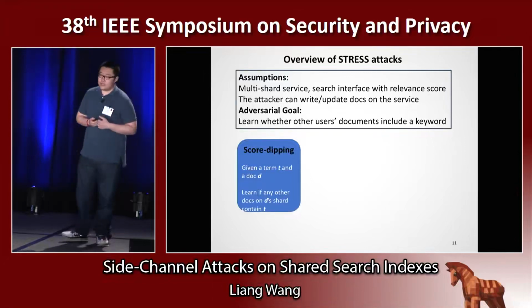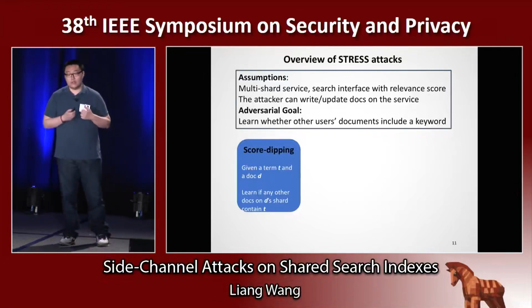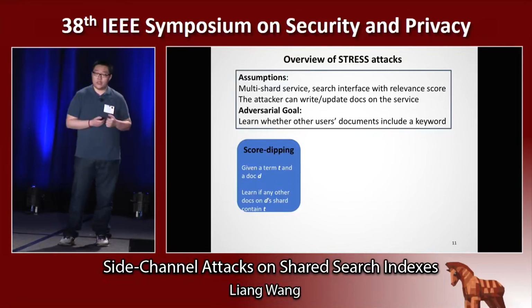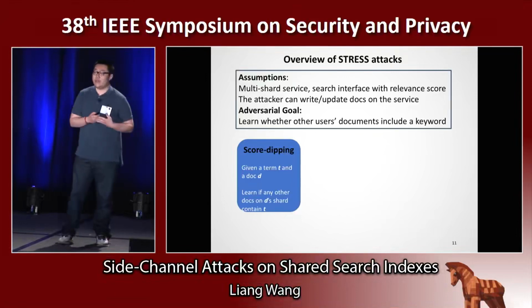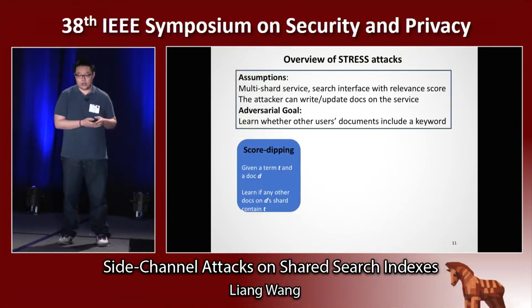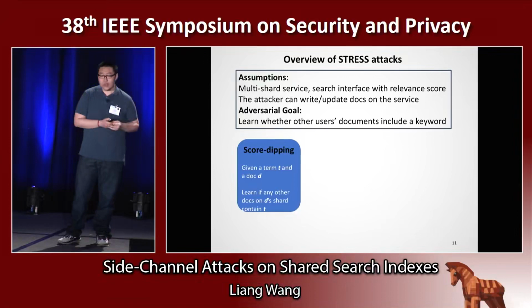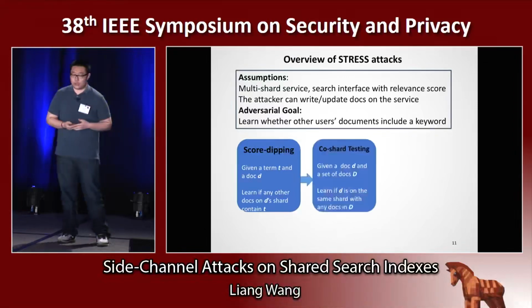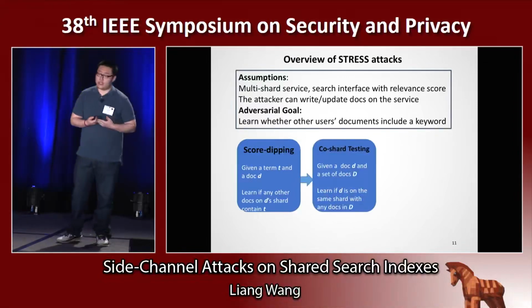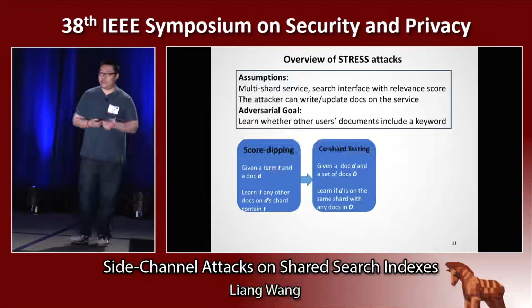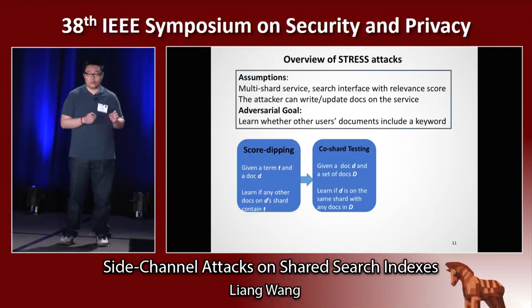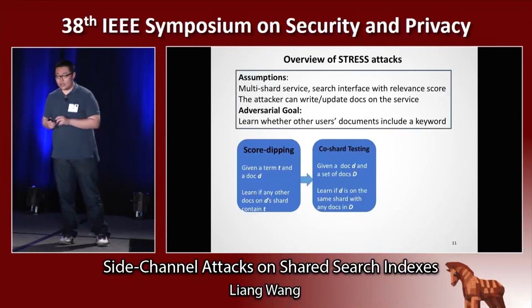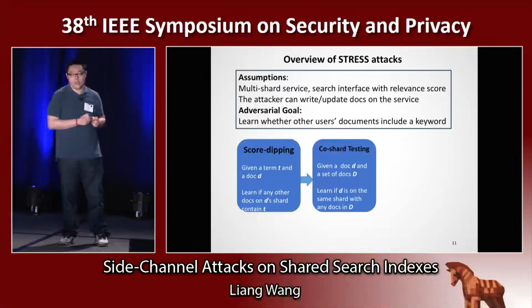The first one is called score deeping. Given a term T and a document D, one can use score deeping to determine if any other documents on the index contain the term T. We further use score deeping to build a tool called co-shard testing. So an attacker can use co-shard testing to determine if two or more attacker controlled documents are on the same index.